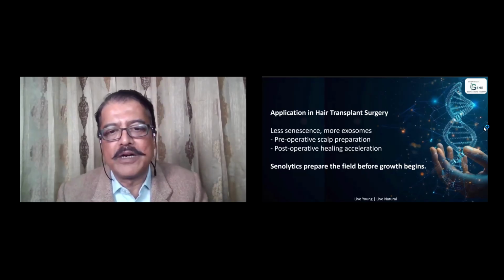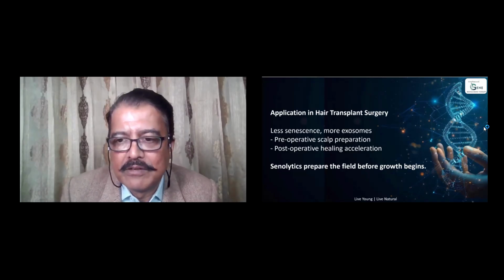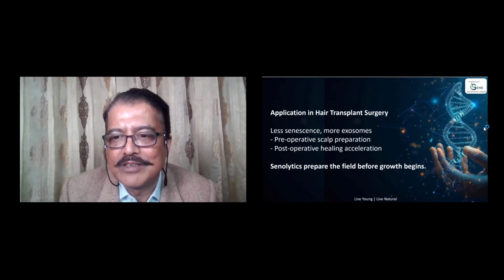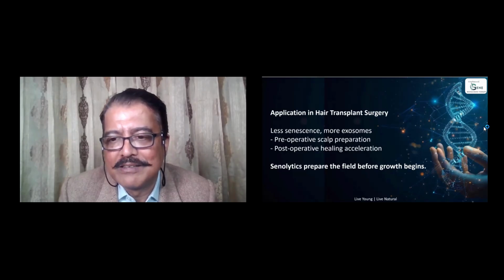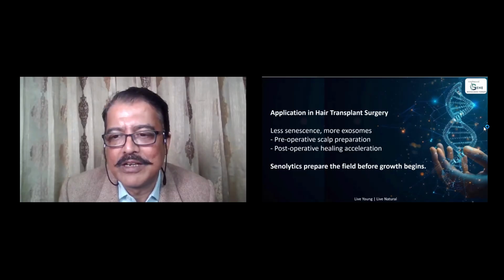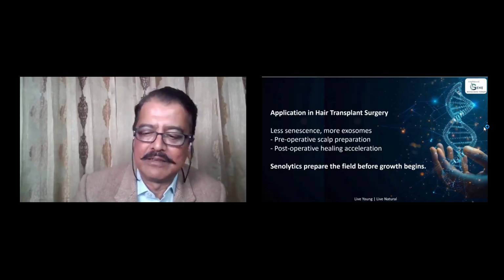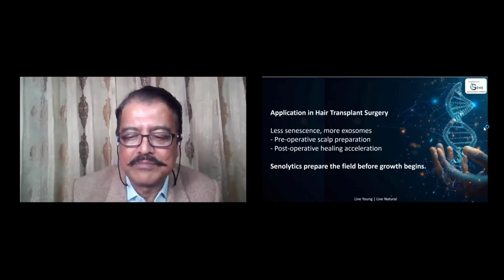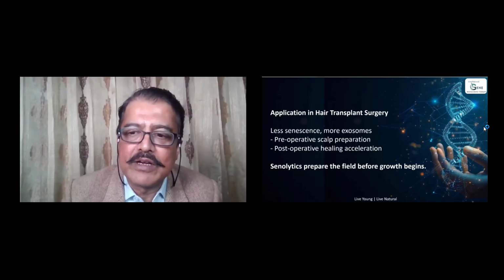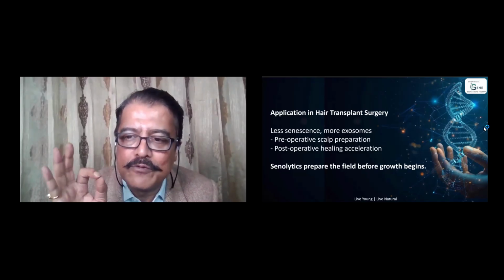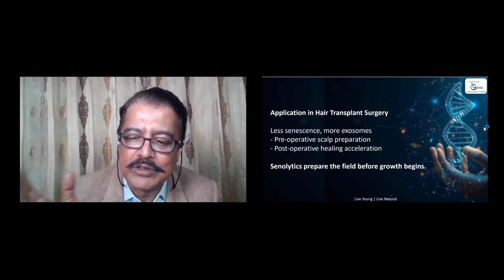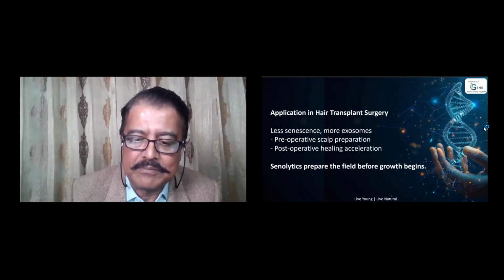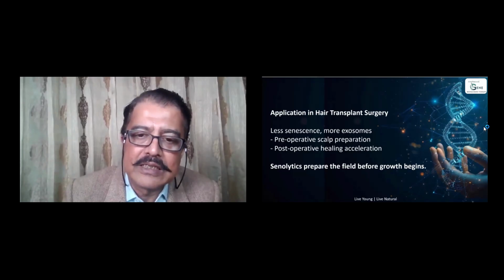The second is post-operative healing acceleration. Once the grafts are there, why will you not give them autologous exosomes when you can give them so easily by just applying fisetin? Of course. So senolytics are very important because they prepare the field, the recipient area, before growth even begins. They strengthen the stem cells in the grafts. They help in angiogenesis in the surrounding recipient area.